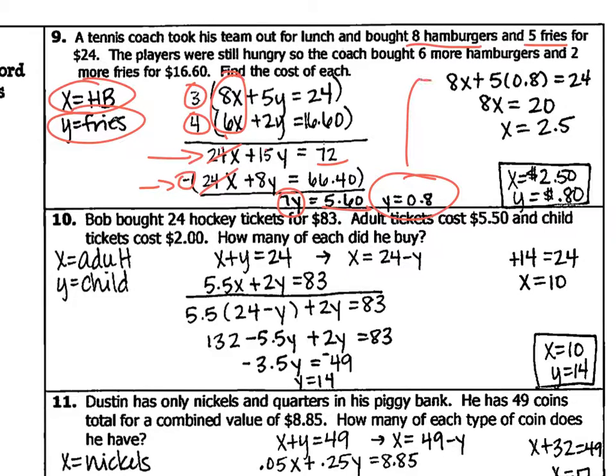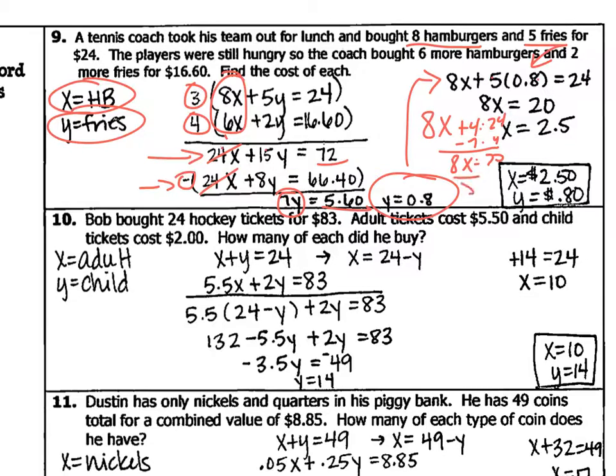Now, they took this first equation, they plugged in 80 cents for a fry. 5 times 80 cents turns out to be $4. So when you have 8x plus 4 equals 24, when you subtract the 4, you end up getting 8x equals 20.